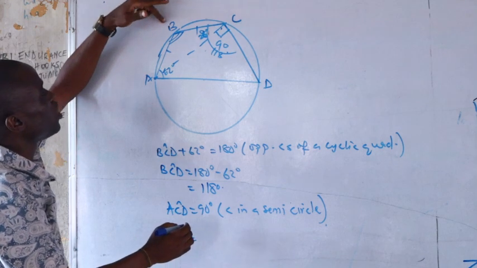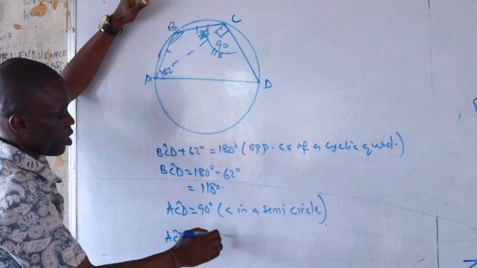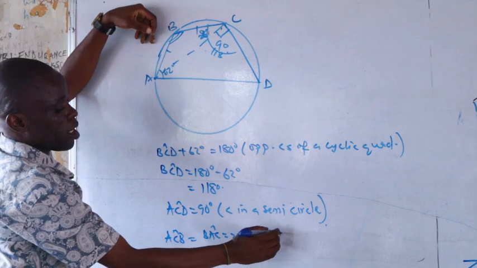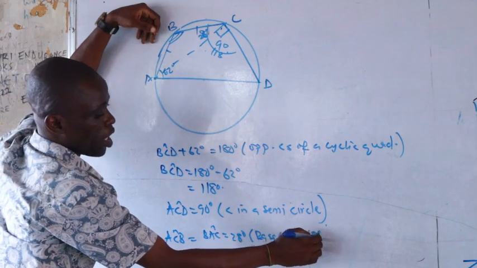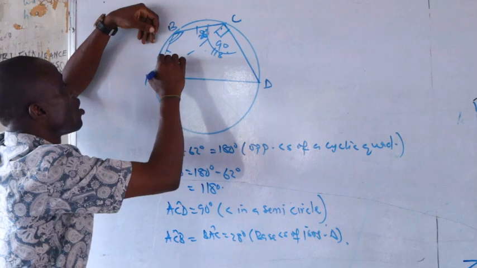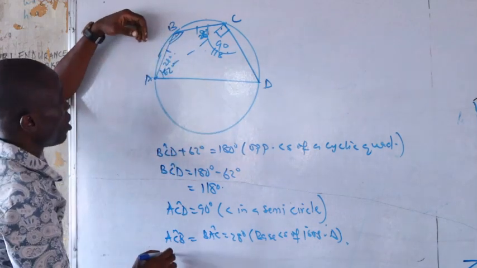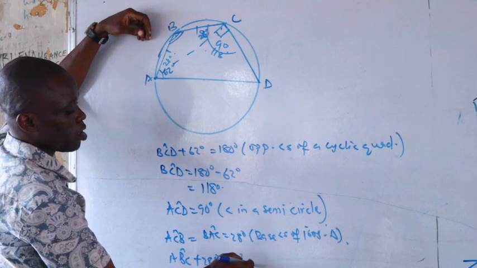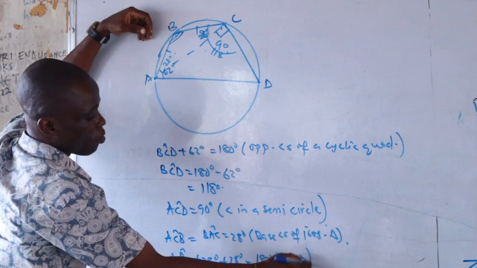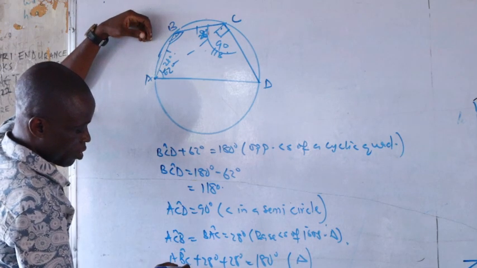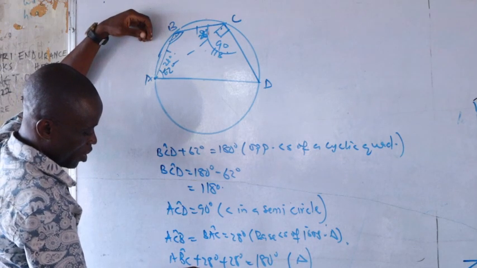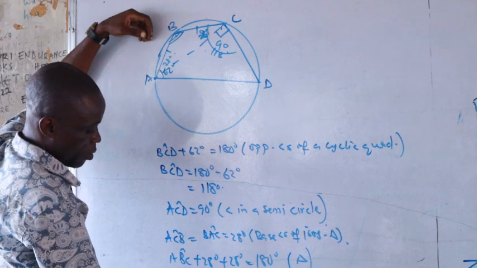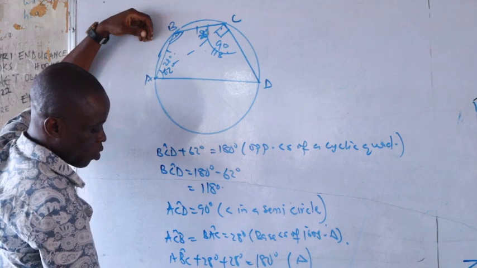is equal to BAC, and that is 28 too. Reason, base angles of isosceles triangle. So this is also 28. Therefore this ABC plus 28 plus 28 is equal to 180. Sum of angles in the triangle. ABC plus 56 is equal to 180. ABC is 180 minus 56, that's 124.